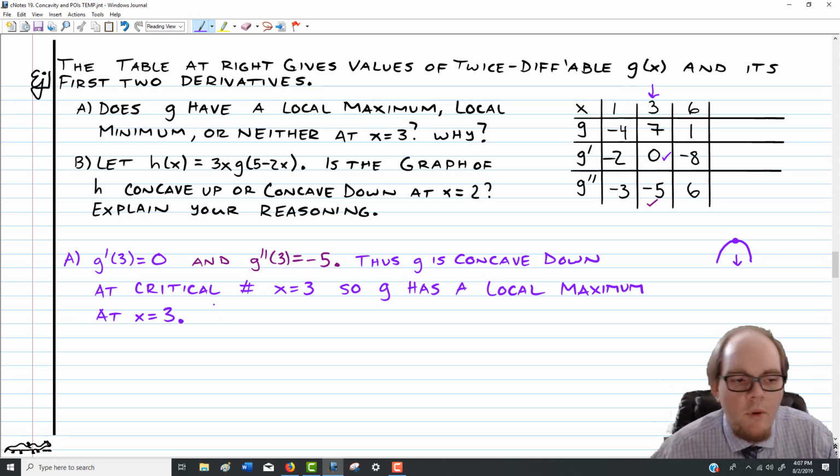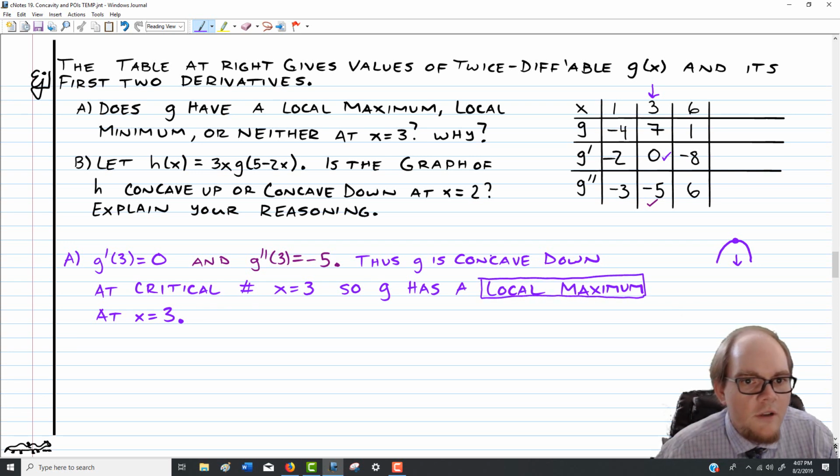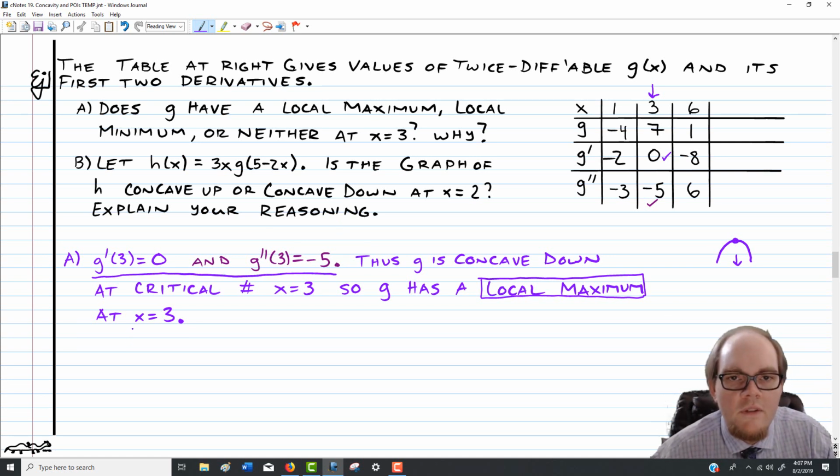At this point, let me point out, this answers our question. We have that there's a local maximum at x equals 3. As far as our justification or our why, our justification was really this work right here. It was stating those two pieces of information. That was enough to justify our work.